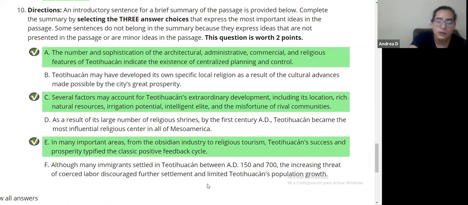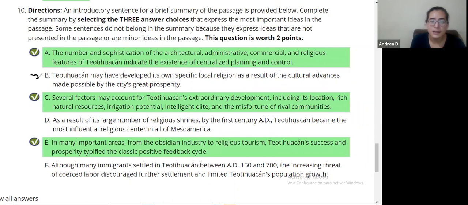So for example, B is too specific to be the one because it says Teotihuacan may have developed its own specific local religion as a result of the cultural advances made possible by the city's great prosperity. So option B is just referring to their religion. And the passage wasn't about Teotihuacan's religion or the rise of Teotihuacan's religion. It was about the development of Teotihuacan in all of their aspects, okay? So not just the religion. So it cannot be B.